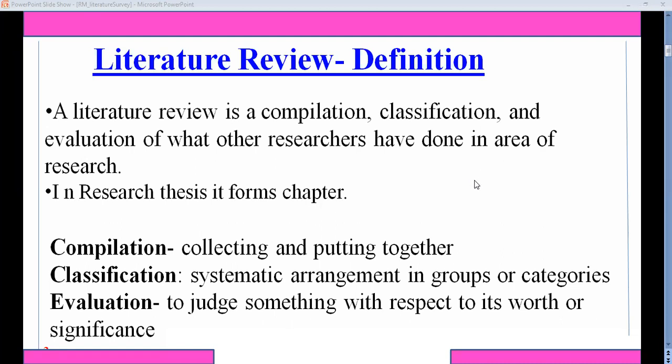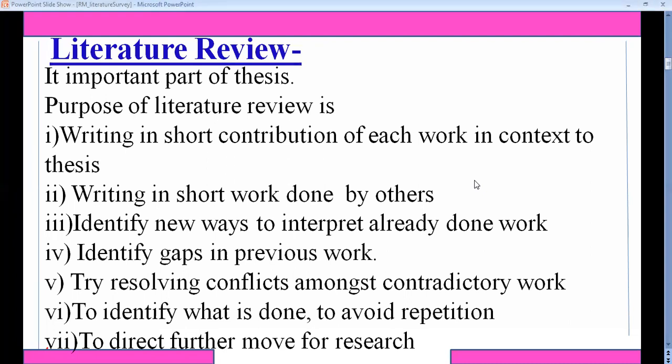I'll move to the next page. So please understand, as I mentioned, your research problem itself is the outcome of the literature survey. Please understand. Your research problem itself is the outcome of literature review.